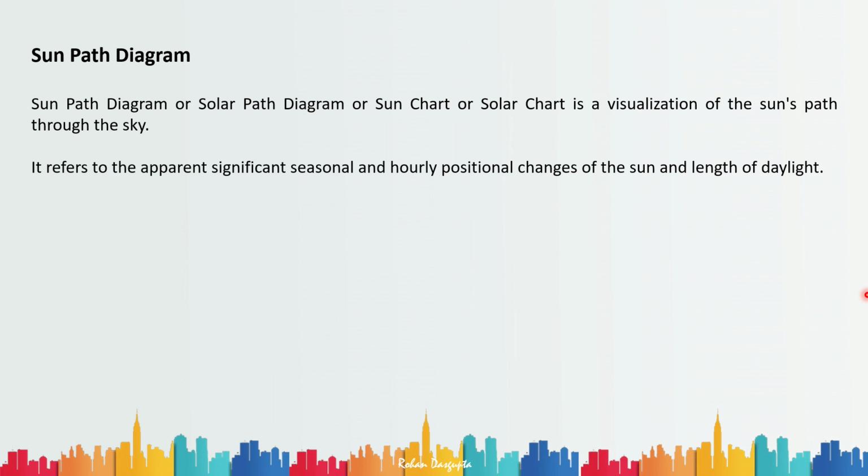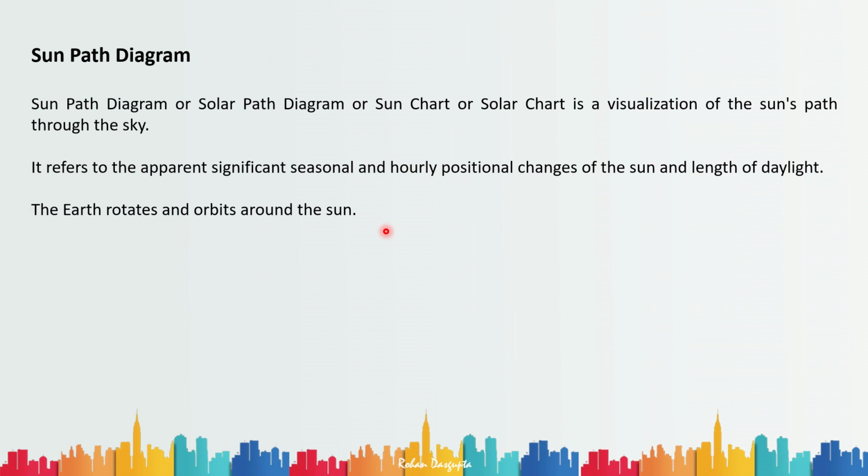It refers to the apparent significant seasonal and hourly positional changes of the sun and the length of daylight. Do we get to see the seasonal changes? Yes, we get to see from June 21st to December and everywhere in between, right? And do we get to see the hourly positional changes? Yes, as I told you, starting from the sunrise to the sunset, in between 9 a.m., 12 p.m., all of those things are already shown. You get to know the sunrise and sunset, so you know the length of the daylight also from the sun path diagram, and this is obvious.